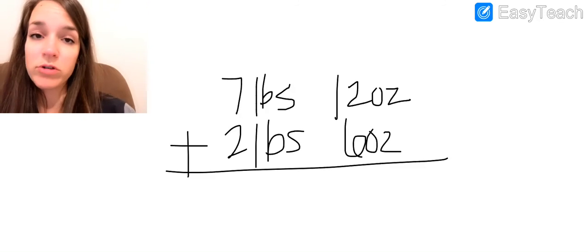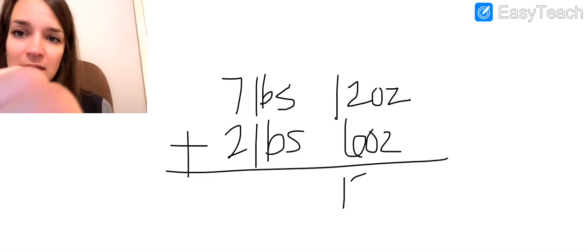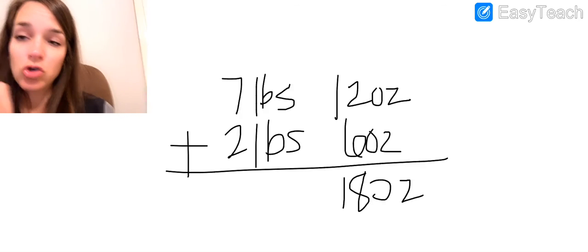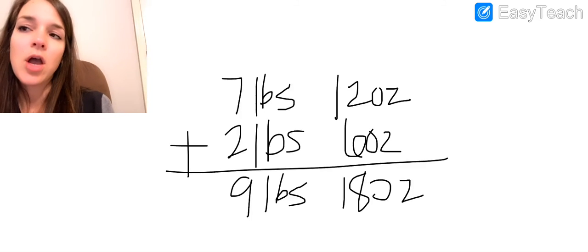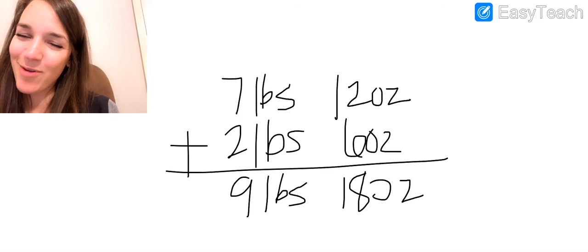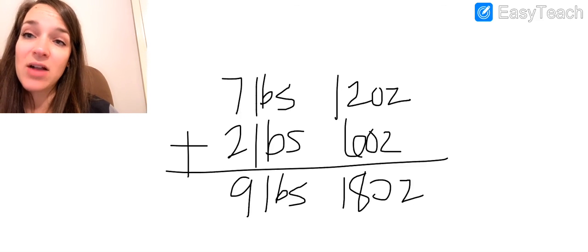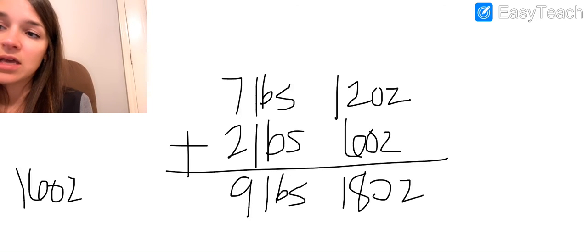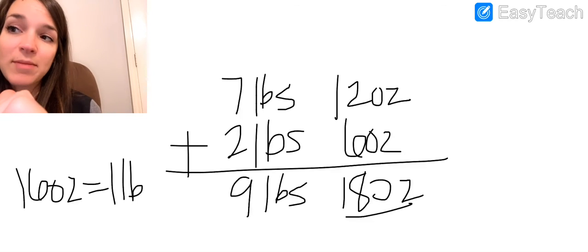So when you add these, you always want to start on the right, just like in normal addition. So we're going to add the 12 and the 6, which would give us 18 ounces. Then we're going to add the 7 and the 2, which would give us 9 pounds. Now, normally that would be our answer, but we always have to check to see, okay, can I convert any of my ounces into a full pound? Well, we just talked about the fact that we know the conversion rate that 16 ounces equals 1 pound. So we do have more than 1 pound here.